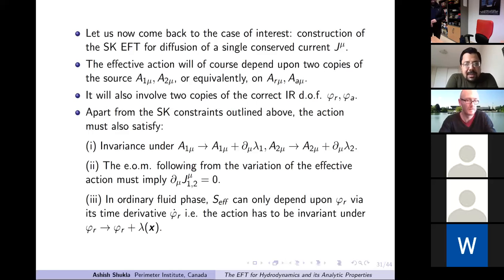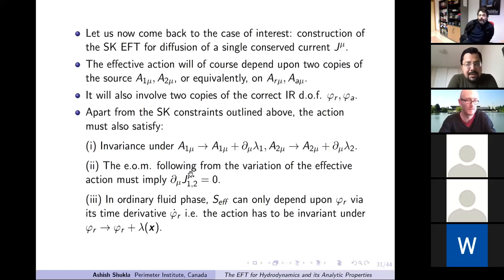And apart from the kinematic Schwinger-Keldysh constraints that I outlined in the previous part of the talk, this action must also satisfy something additional. For instance, it should be invariant under the gauge transformations of these 2 fields A1 mu and A2 mu. Okay. Also, the equations of motion that must follow from the variation of this effective action must imply the conservation of these two copies of the current. So del mu J mu 1 and del mu J mu 2 equal 0.